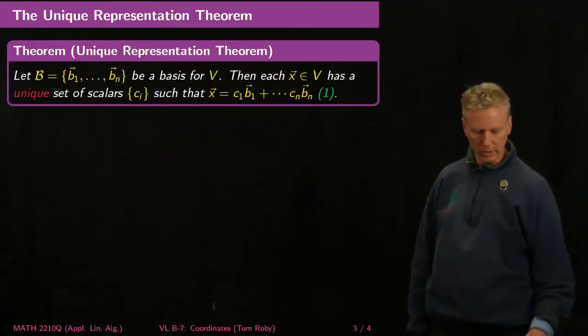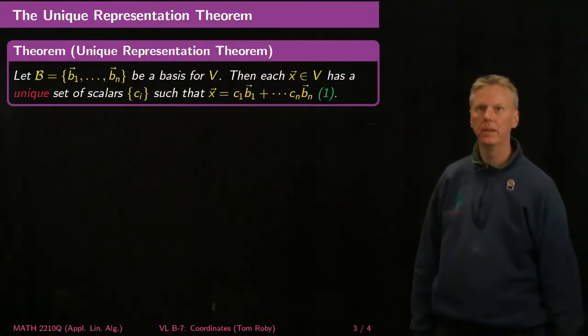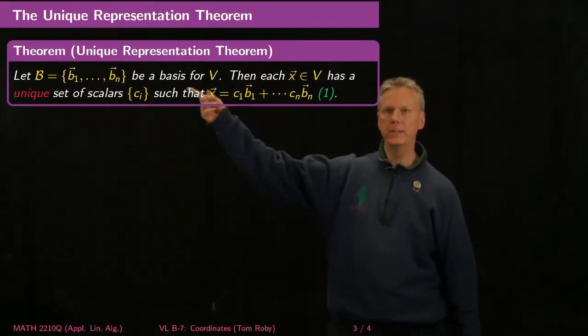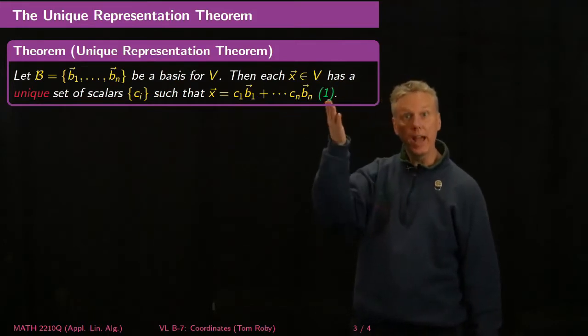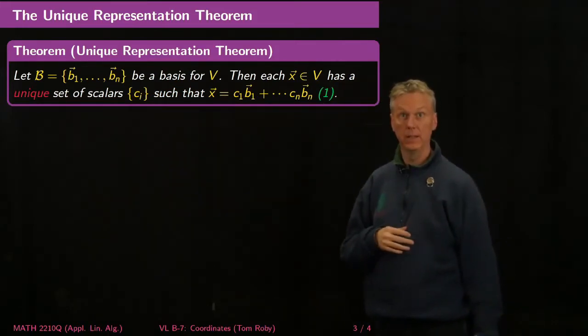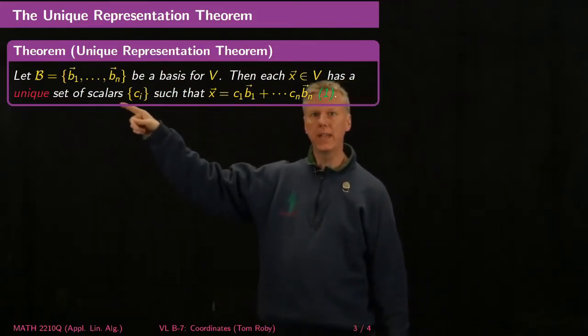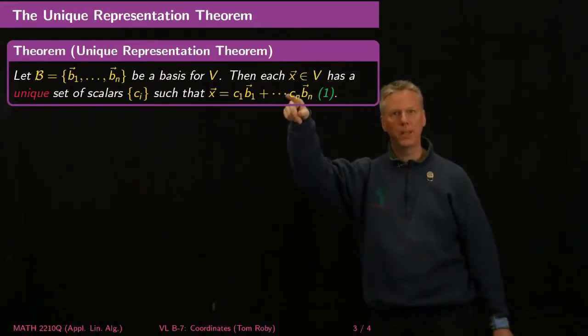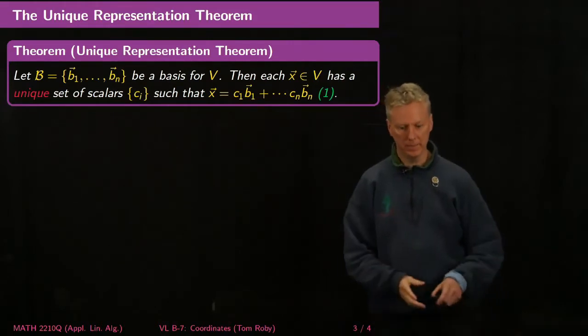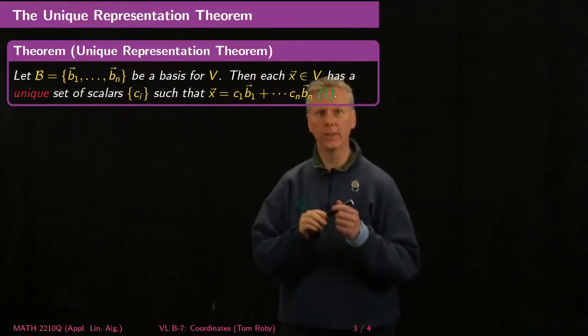So here's the unique representation theorem. Suppose I've got a basis, vectors b1 through bn. Then every x in the vector space has a unique set of scalars c sub i so that x equals c1 b1 plus dot dot dot plus cn bn.